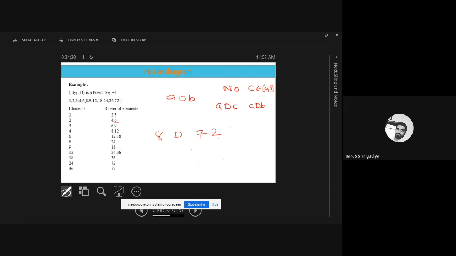Now for 9. 9 with the next number, which is 12. So 9 और 12 की pair नहीं बन सकती. 9 divides 12 is incorrect. 9 divides 18, that is correct. Okay. And in between 9 and 18, 12 is there, and which is not a part of C. So 18 is the correct answer.